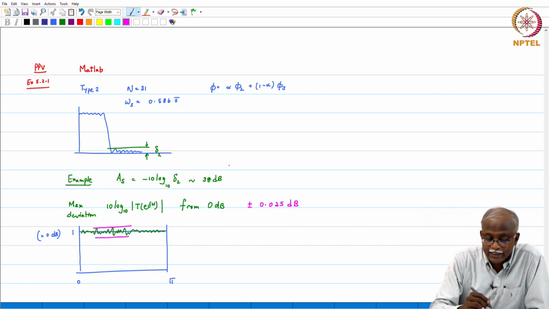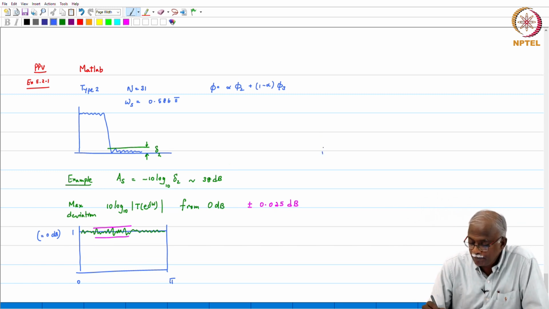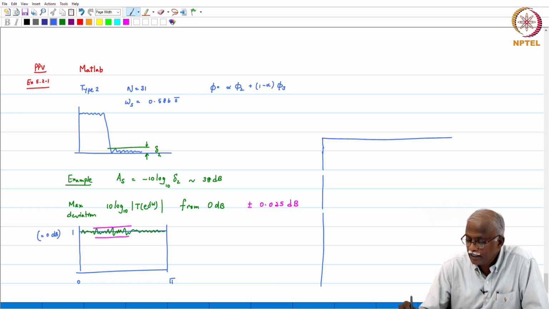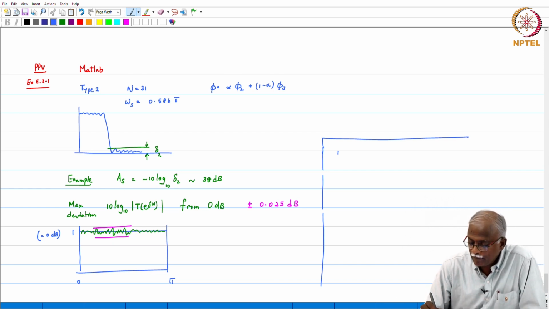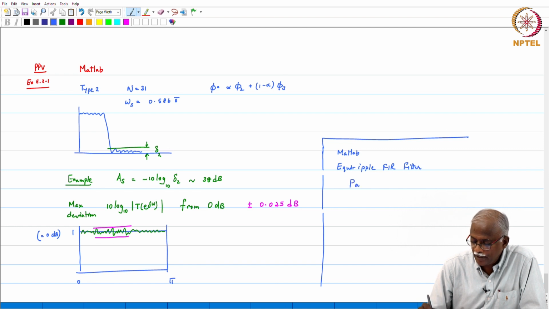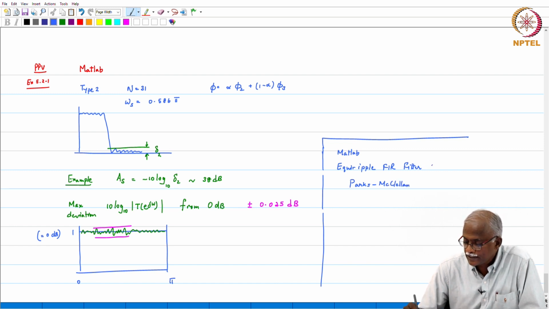Now it is very insightful for us to also compare this particular design with the traditional linear phase FIR design. So if you are able to use MATLAB and are able to use the equiripple FIR filter design, this is also known as the Parks-McClellan filters, a filter design.